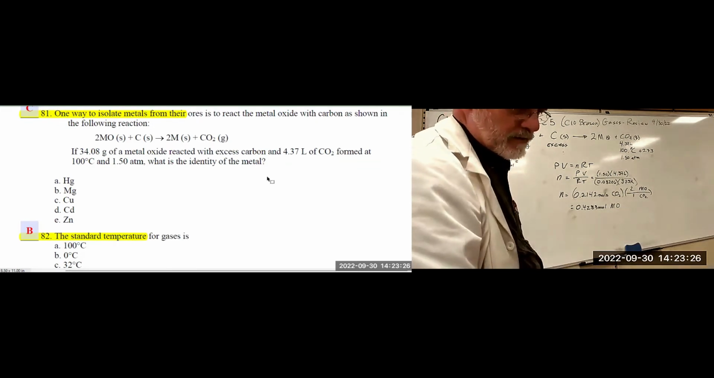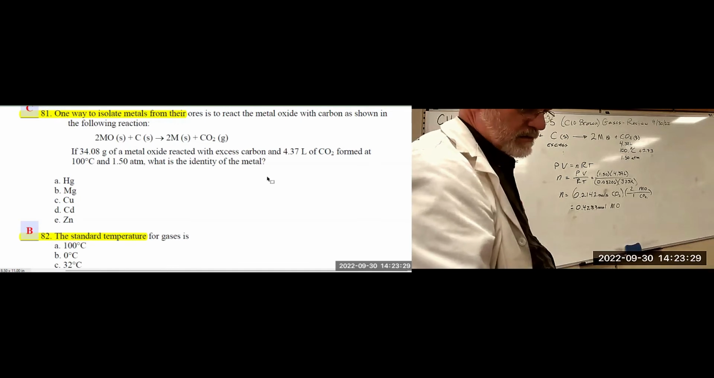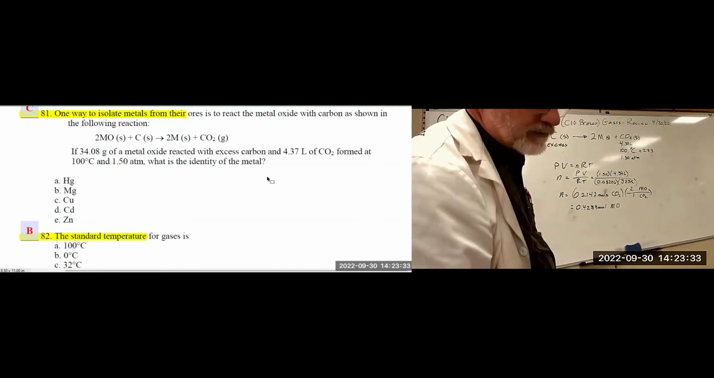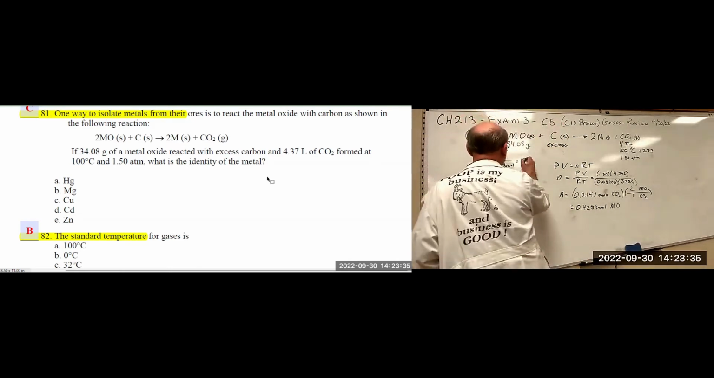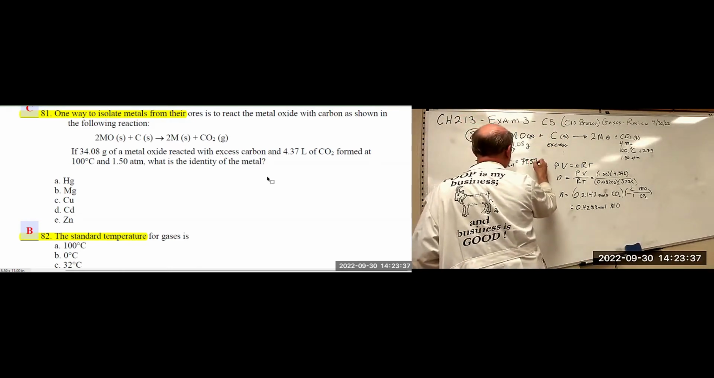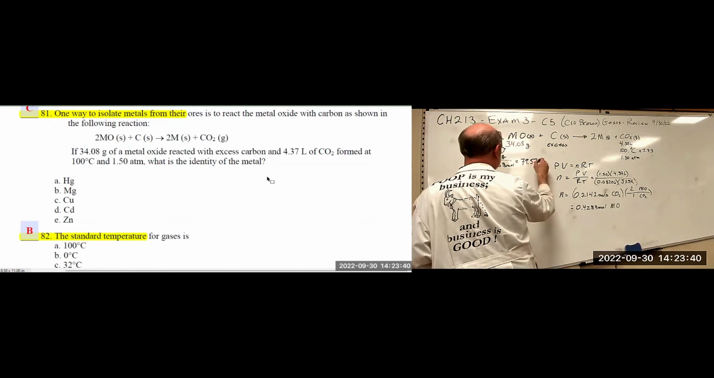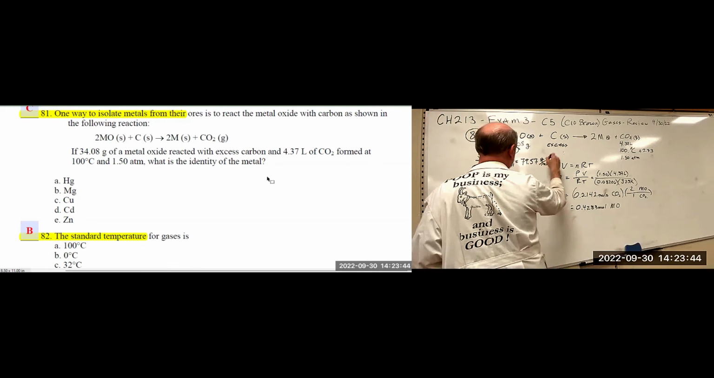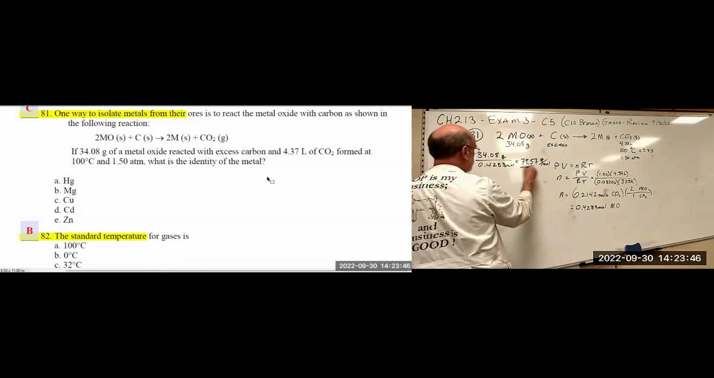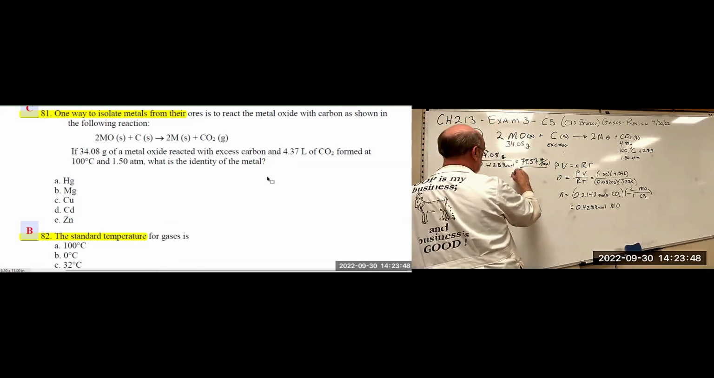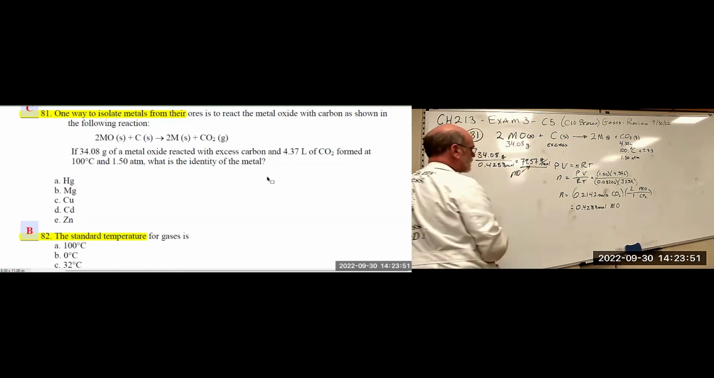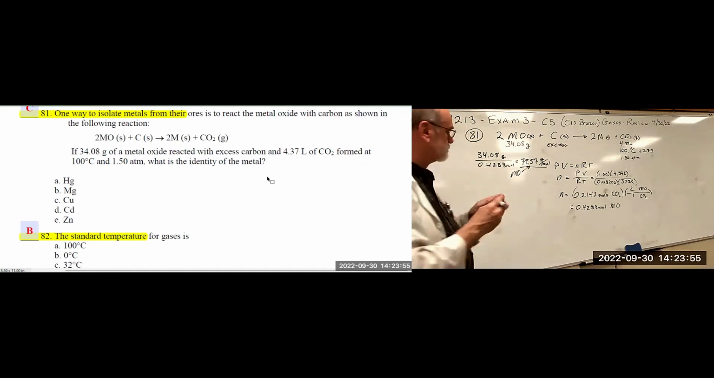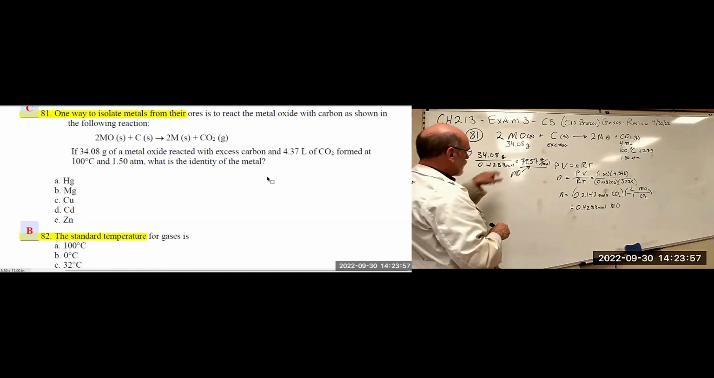Is that going to help us? 79.57 grams per mole is that one right there, or MO. I think it's going to help us. All right, how do we get that value?